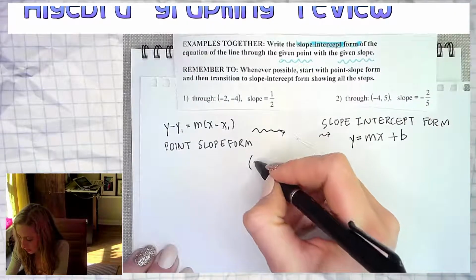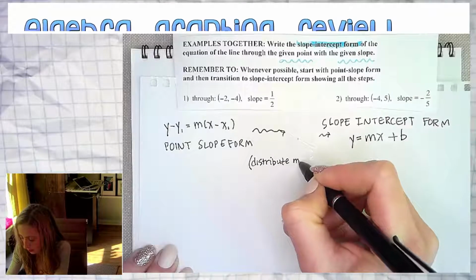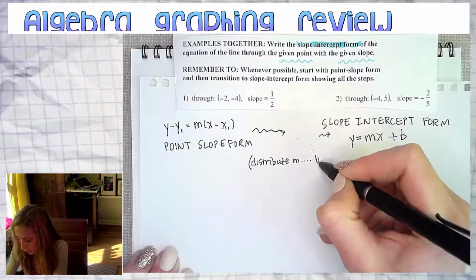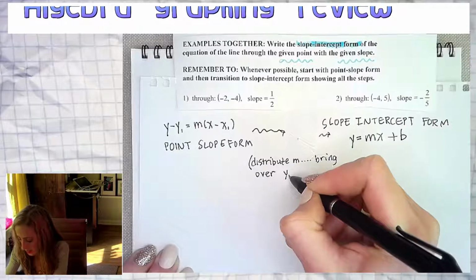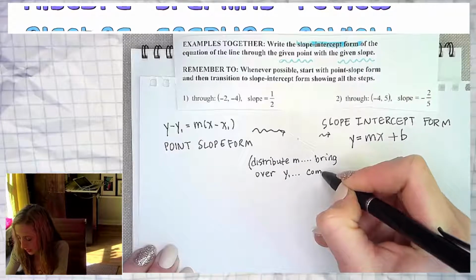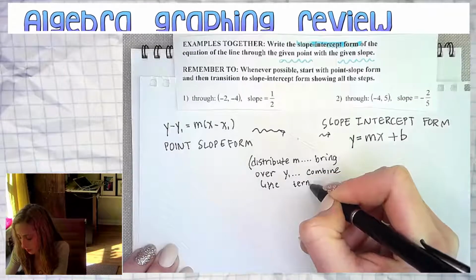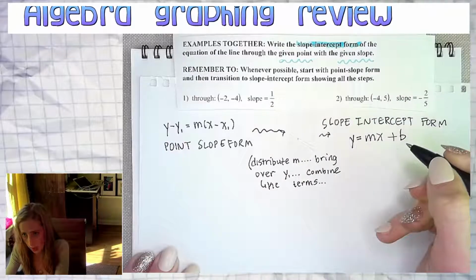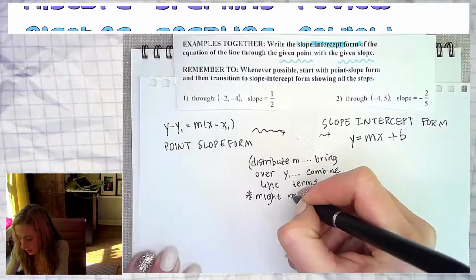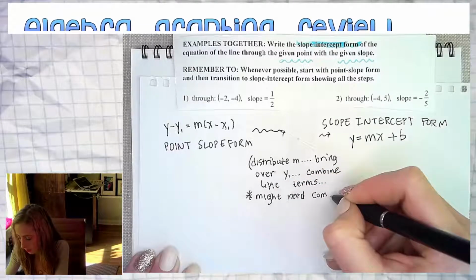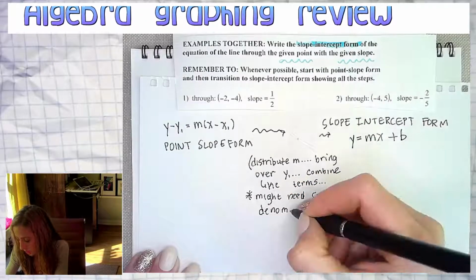We will, I'm going to put distribute m, bring over, you have to use the inverse operation though, bring over y sub 1, combine like terms, and I'm going to put a little extra reminder, might need common denominator, which I'll abbreviate sometimes as com denom.